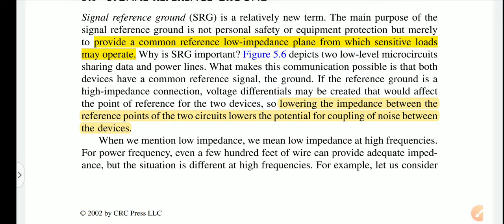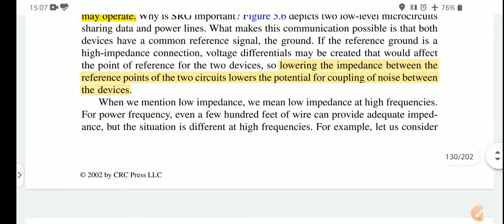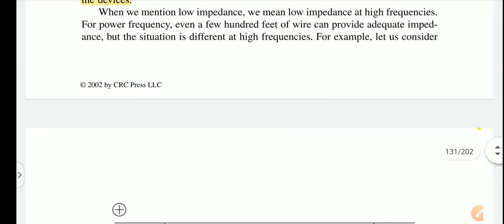When we mention low impedance, we mean low impedance at high frequencies. For power frequency, even a few hundred feet of wire can provide sufficient impedance. But the situation is different at high frequency. Why are we talking about this? Because communication is in terms of megahertz. We know FM radio, frequency modulation, has a higher frequency.